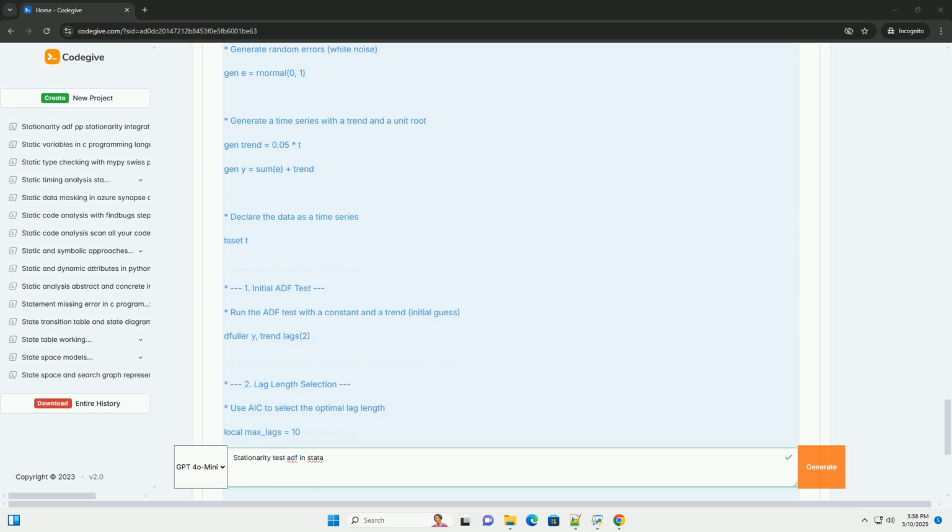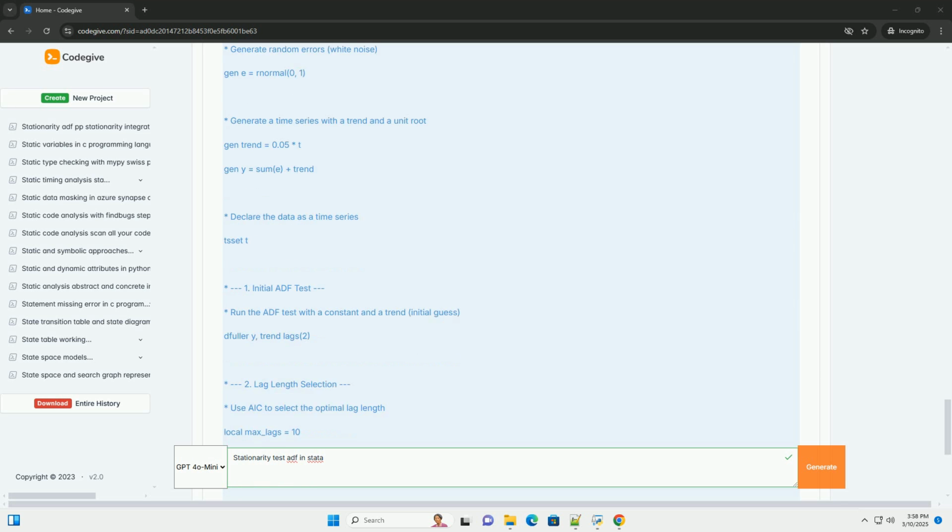Trend, includes a time trend in the test regression. Use this if you suspect a trend. Lags(integer), specifies the number of lags of the first difference to include in the test regression, the p in the equations above. Choosing the appropriate number of lags is crucial. You can use information criteria like AIC or BIC to help you choose the lag length, more on this later.